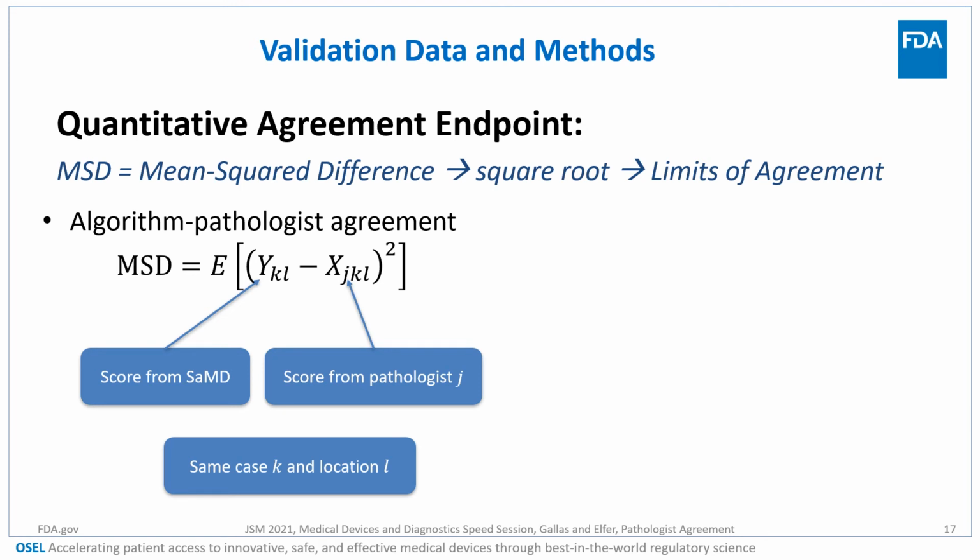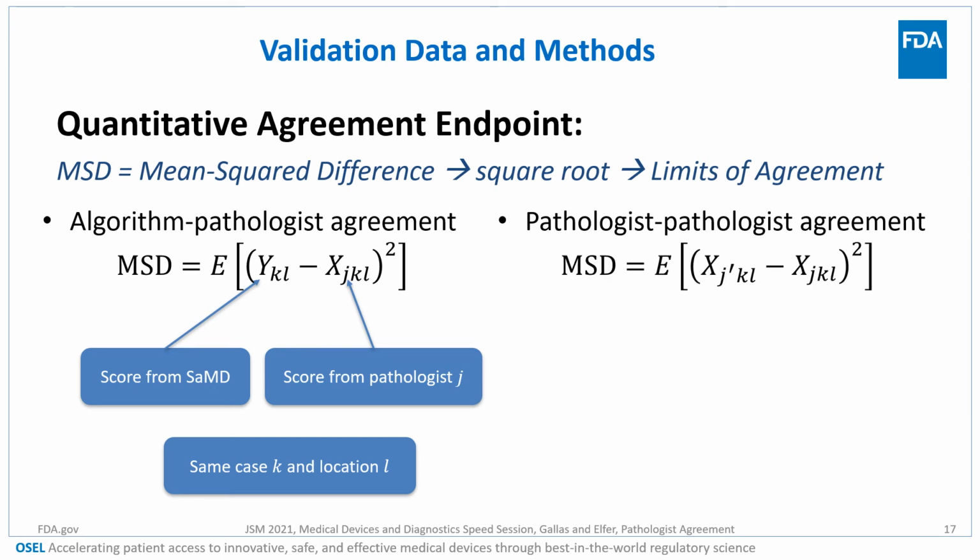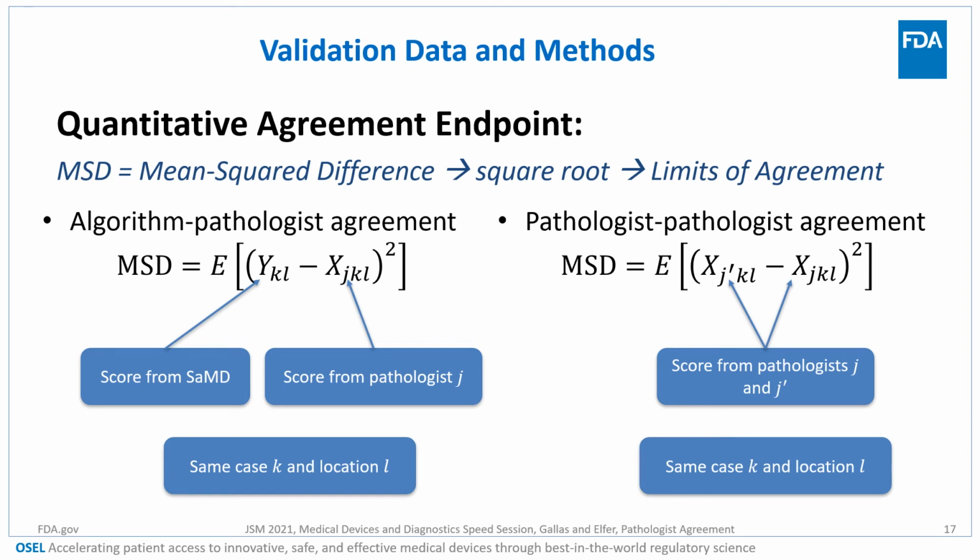Here we see an expected value over the differences. The y values are scores from the algorithm, and the x values come from pathologists. The k and l subscripts correspond to the case and location, or the case and the region of interest. Now, a baseline level for the algorithm to pathologist agreement is pathologist to pathologist agreement. And we have a similar expression here. The j and j prime subscripts indicate we have different pathologists.